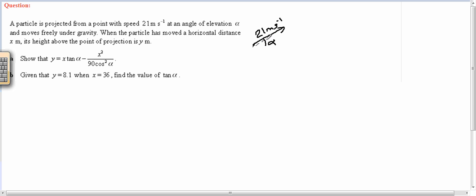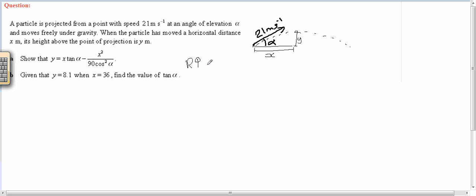So if this was my particle path, this distance would be x and this would be y. Okay, so first of all we've got to show that y equals x tan alpha minus x squared over 90 cosine squared alpha. So I'm going to do this first of all by resolving up.